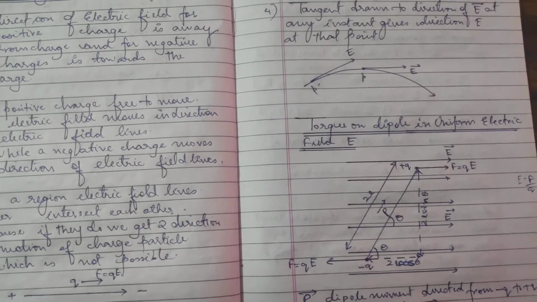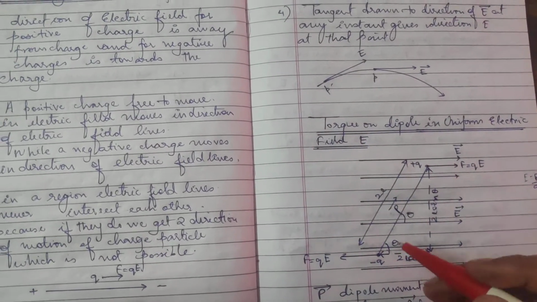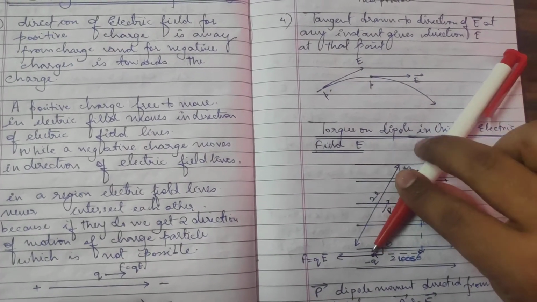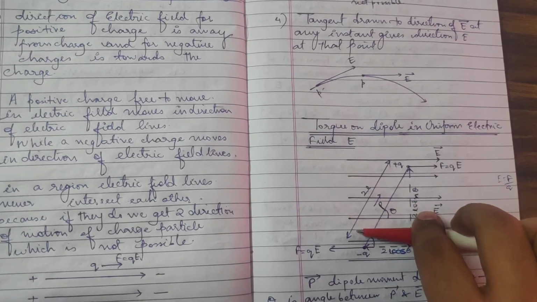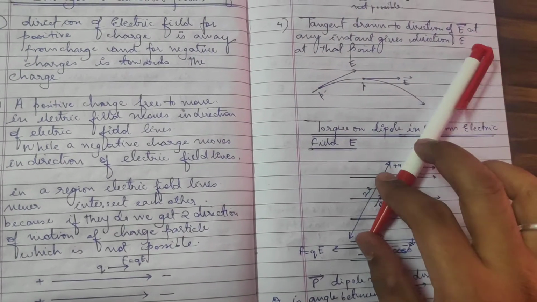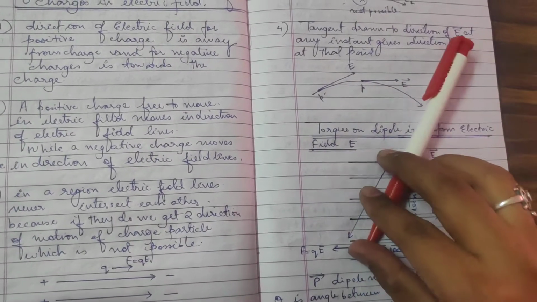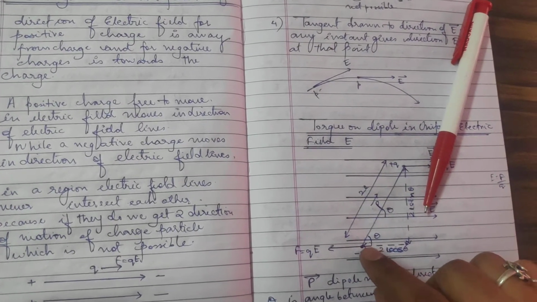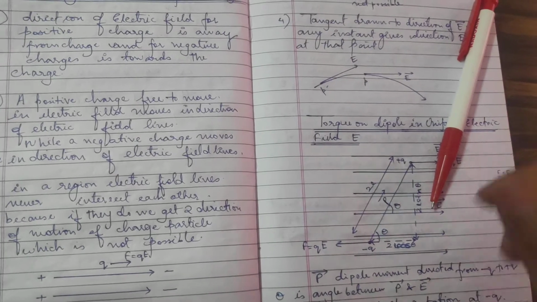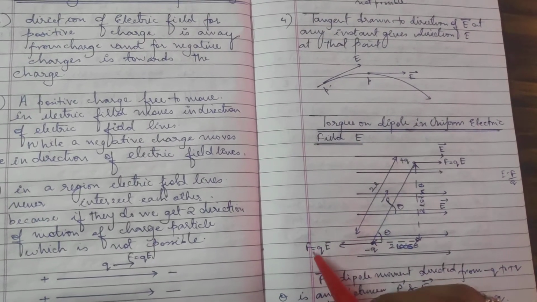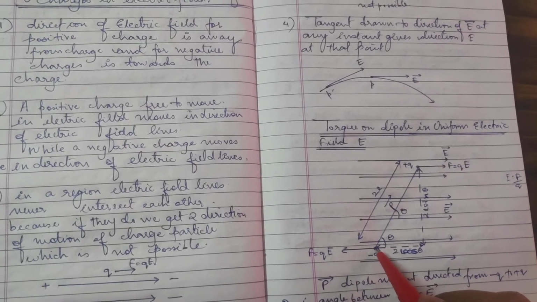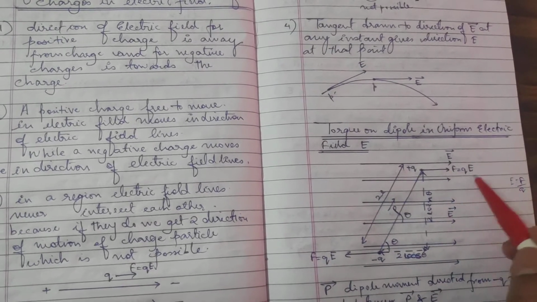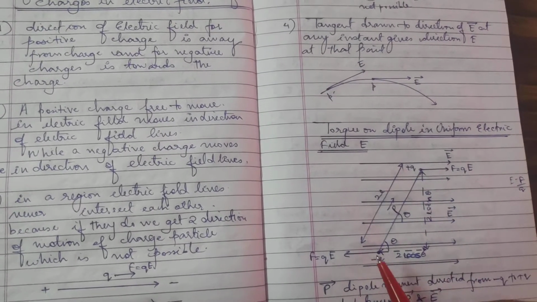I have assumed the axis of rotation; the axis can be assumed anywhere. I have assumed it over here, so the dipole will rotate like this. The axis I have assumed is at minus q. The force at the axis has its torque equal to 0, so the force on plus q will constitute the torque.